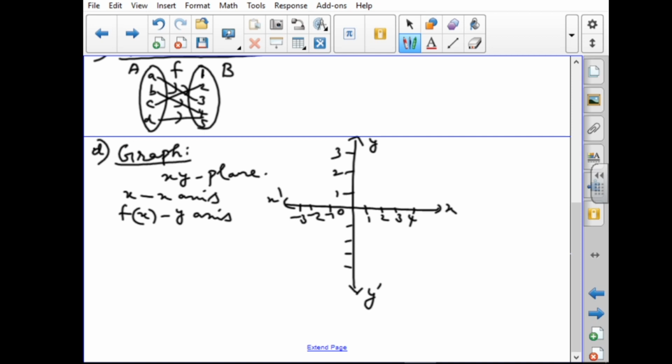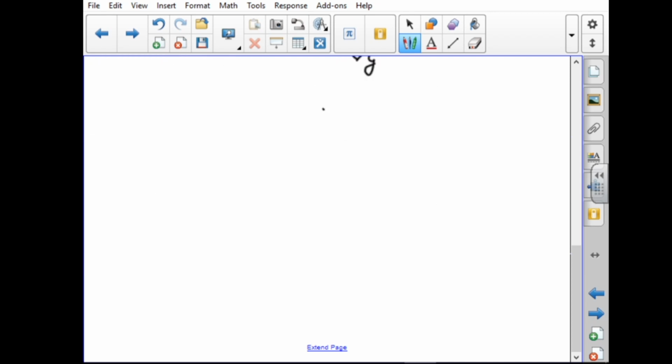Okay. Now we are going to solve problems about the representation of a function in four ways. The first one is set of ordered pairs, the second one is table form, the third one is arrow diagram, the fourth one is graph. In your book, see page number 15.